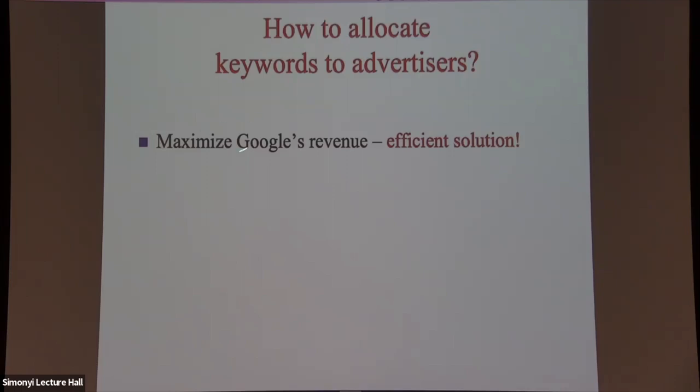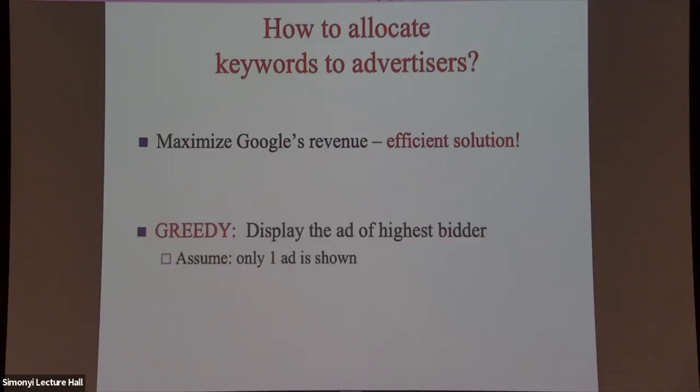Obviously, we want to maximize Google's revenue from Google's point of view, but that's also termed the efficient solution in economics, because if you give the good or service to the person who's going to make the most out of it, then it's the best for the whole economy. By declaring a higher utility or a higher bid, they're declaring that they'll do more good to the economy and make it grow better. So this is the efficient solution that we want. So if you are displaying only one ad, we should give it to the highest bidder. That's what this dictates, that if you want to maximize Google's revenue, we should give it to the highest bidder.